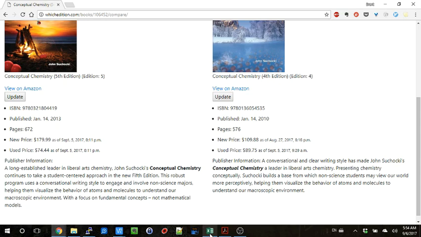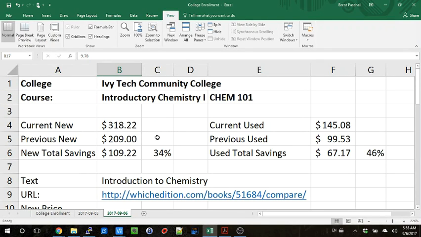All right, let's see what we found out in our investigation today. In this Introductory Chemistry course, there are 2 required textbooks, and if we're in the market for brand new textbooks, buying both will cost us $318.22 if we purchase the current edition. We'll spend $209 if we're buying the previous edition, for a savings of $109, a 34% savings.